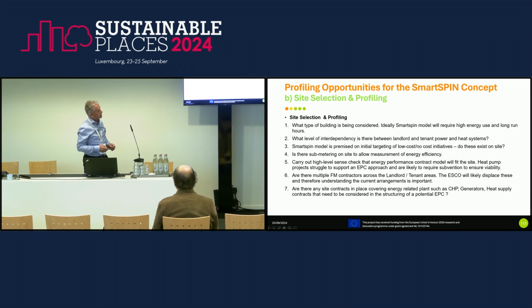The SmartSPIN model is premised on initially targeting low cost and no cost measures. So do these exist on site? You might have to modify the concept, because if somebody has been there ahead of you and replaced all the LED lights, or somebody's upgraded the controls, then you're on to the more significant investments and you're straight into large capital spend. So that needs to be considered.